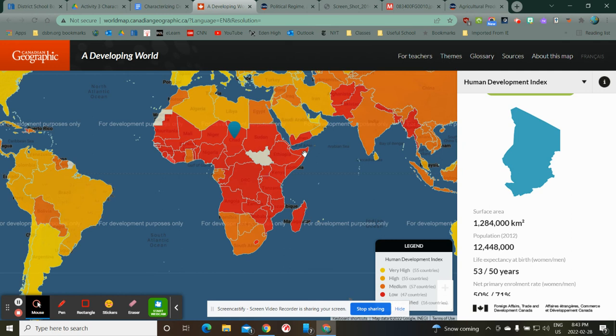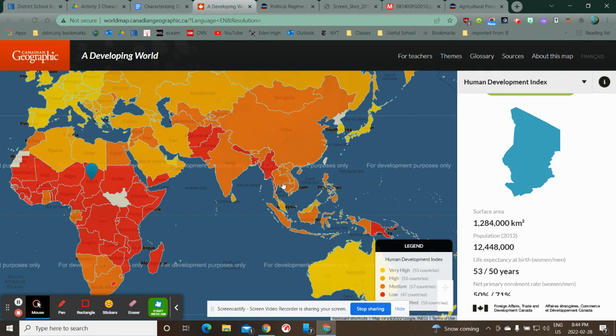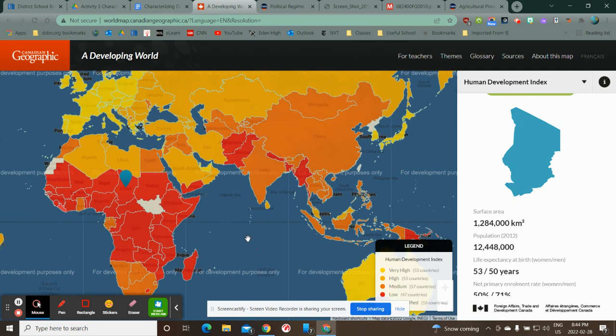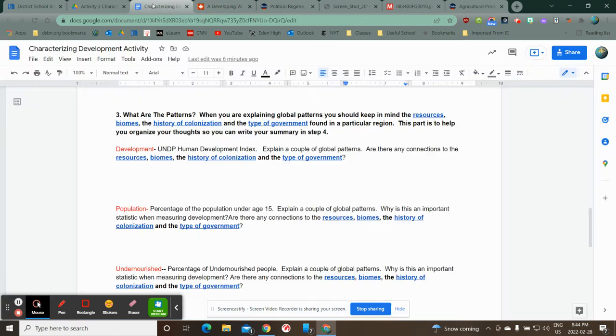to back it up. So for instance, if Chad was my example country for Africa, and I was mentioning that the central part of Africa tends to be a low HDI, I would say, for example, like Chad, it's a low development index. Whereas, if I had chosen Thailand to represent Asia, I would say the southern part of Asia has a medium index, just like Thailand, with a little smattering of some low index countries, and so on. So that would be your HDI.